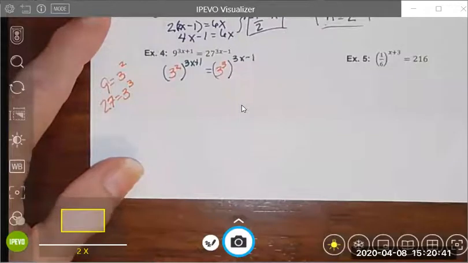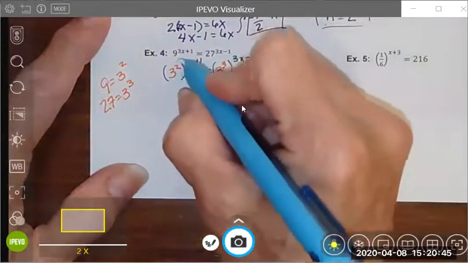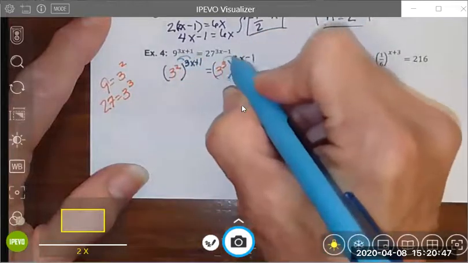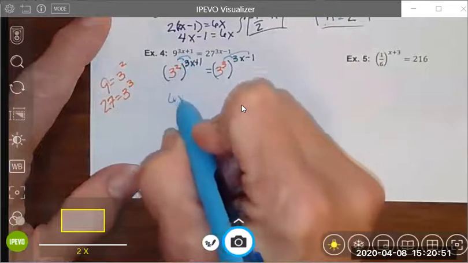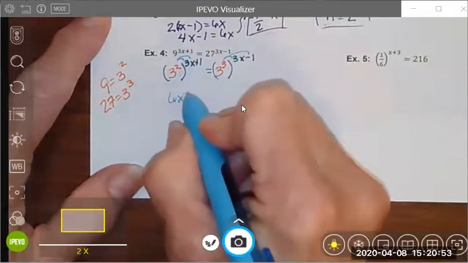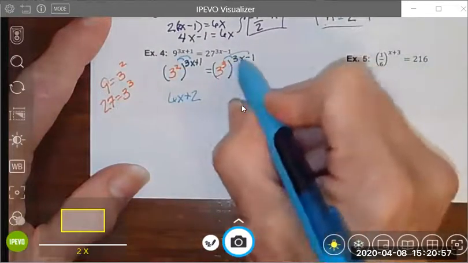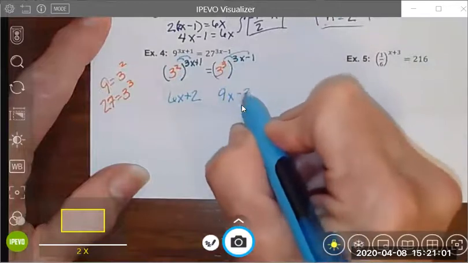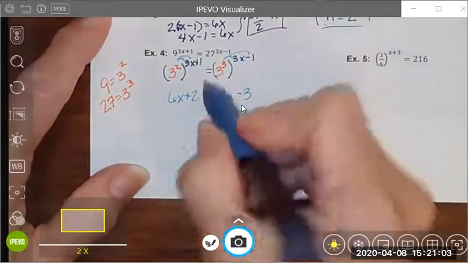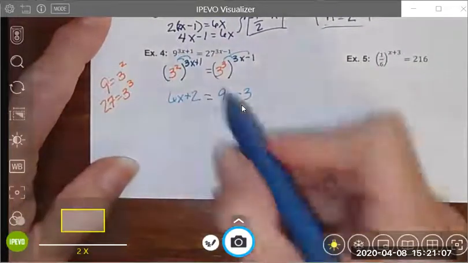I am going to do that by just real quickly multiplying through by my exponent. 2 times 3 gives me 6x. 2 times 1 is 2. And on the other side of my equation, I have 3 times 3x, 9x. 3 times -1, -3. And now I have a very friendly equation that I can solve.